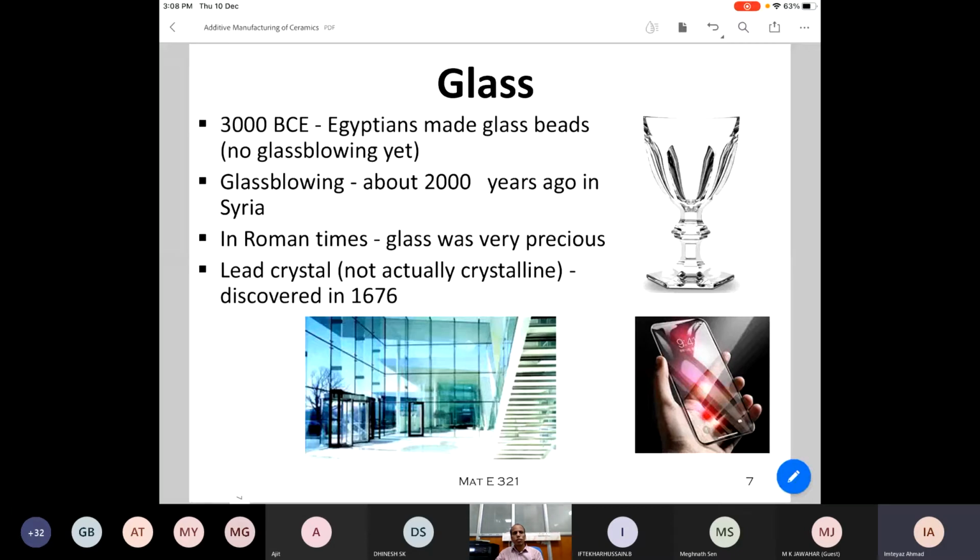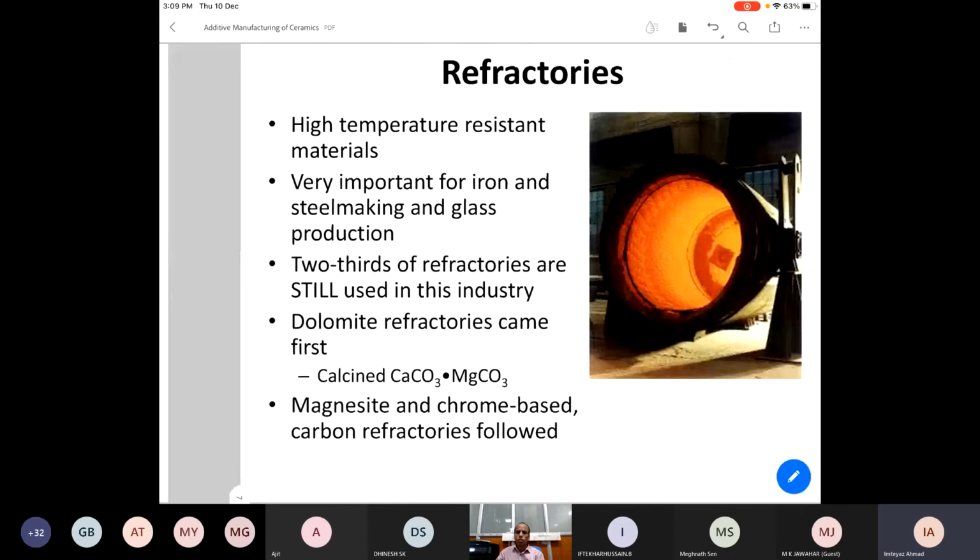Examples are your mobile phones or mobile devices. Nowadays, people are using glasses in structural applications, somewhere where compressive loading is also applied. And a lot of buildings are coming up with glasses which can be tinted, which can be given a lot of colors and so on and so forth. So glasses have come a long way these days.